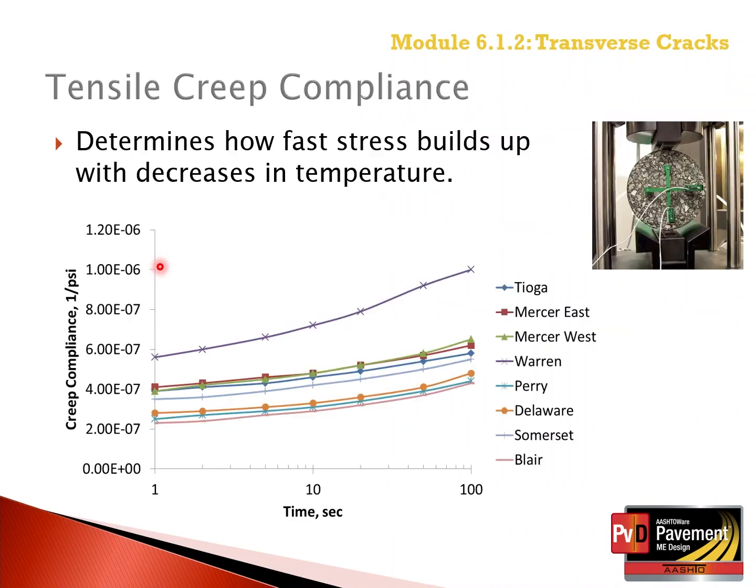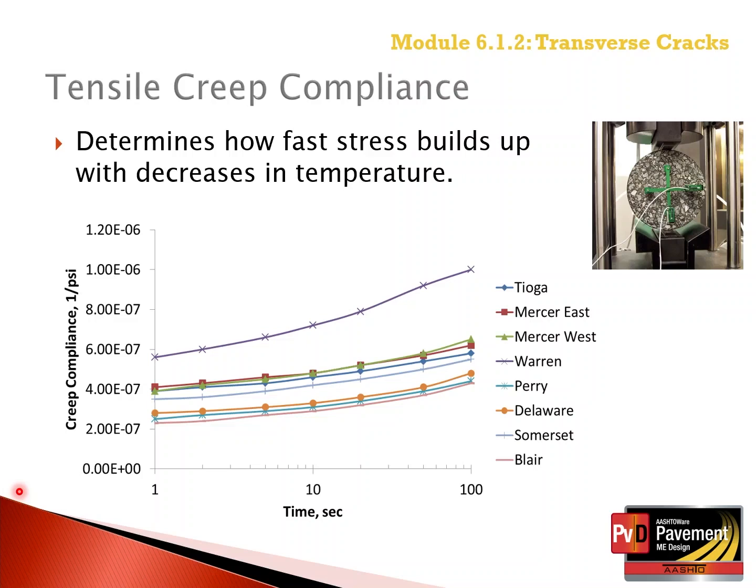As noted previously, the indirect tensile creep compliance determines how fast or slow the tensile stresses build up with decreases in temperatures. The more compliant the asphalt mixture, the lower the predicted length of transverse cracks. Thus, for the mixtures illustrated in this graph, the more compliant the asphalt mixtures, the lower the predicted length of cracks.